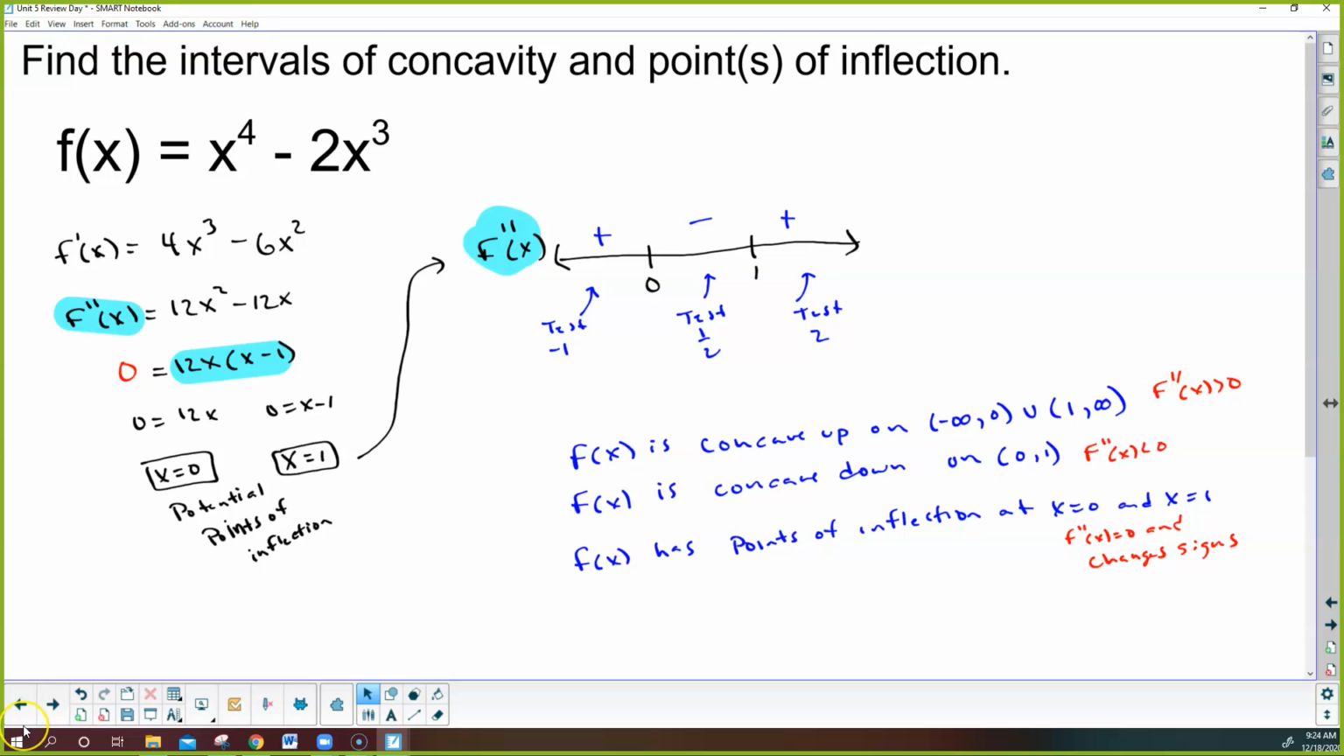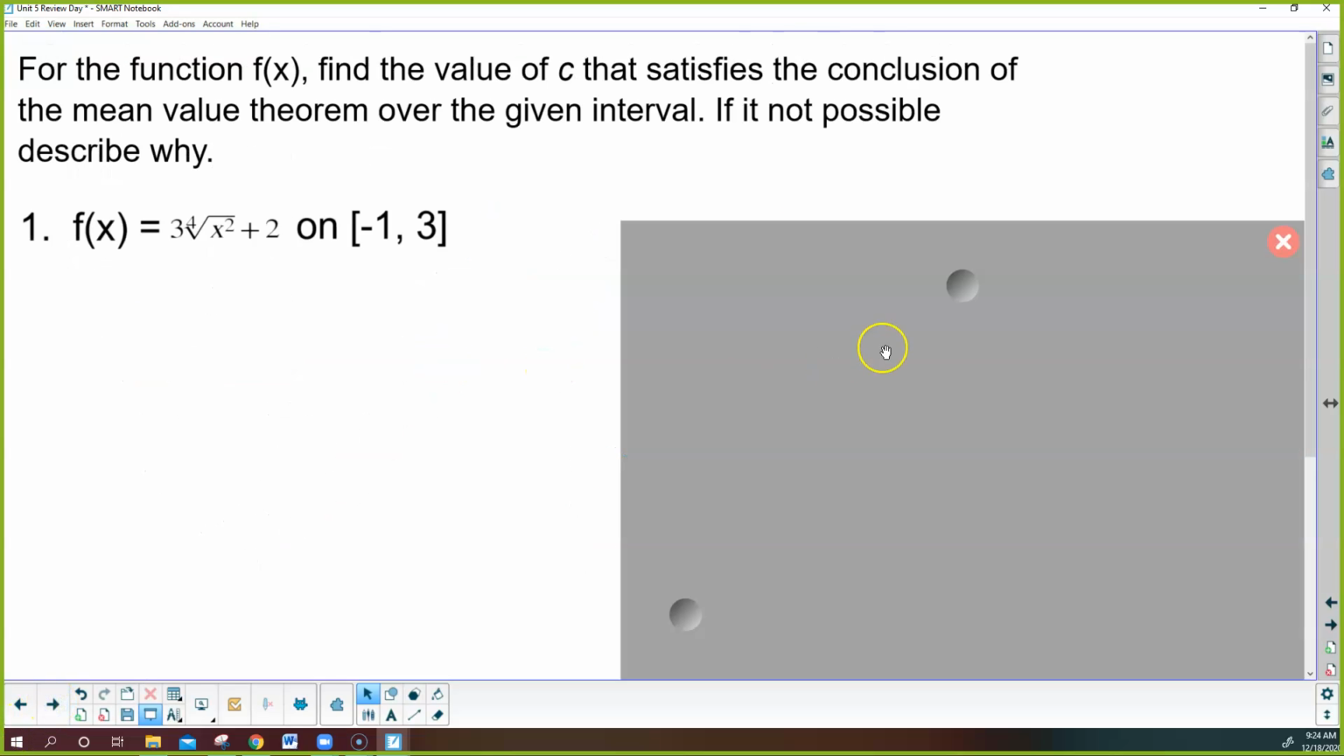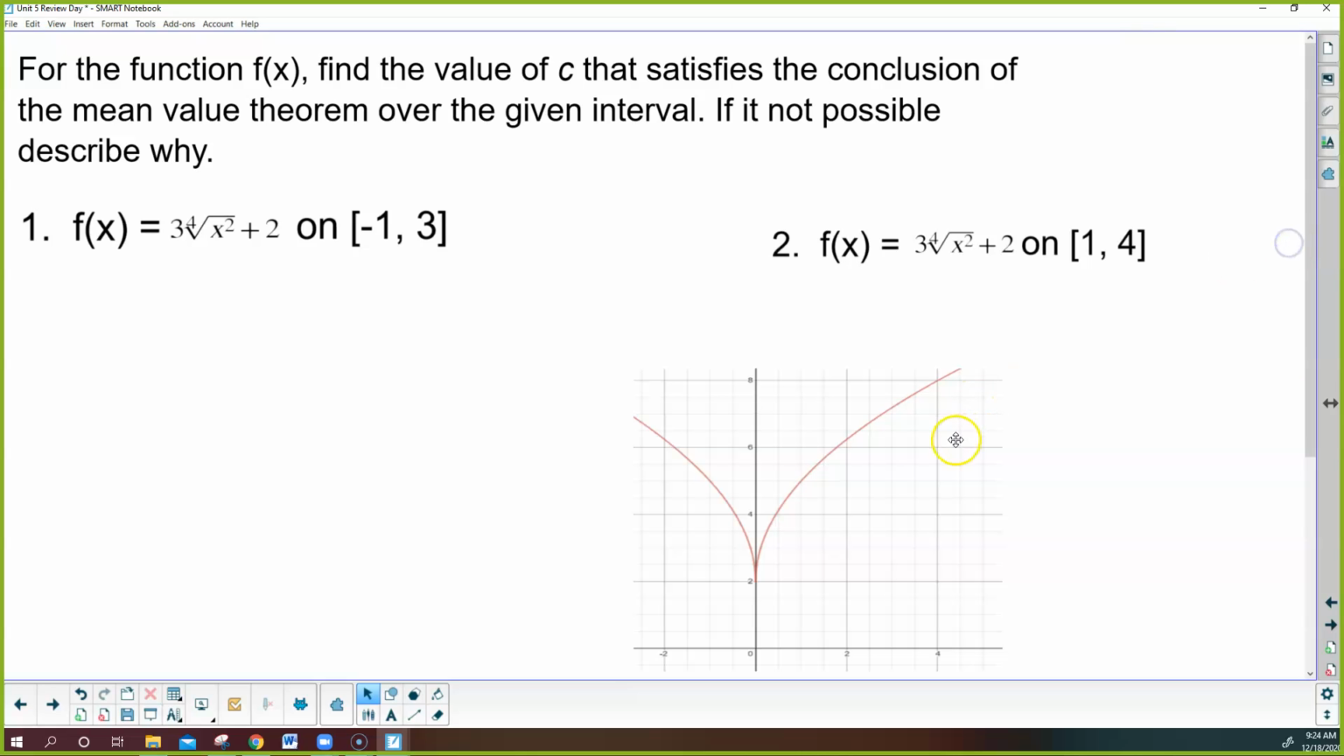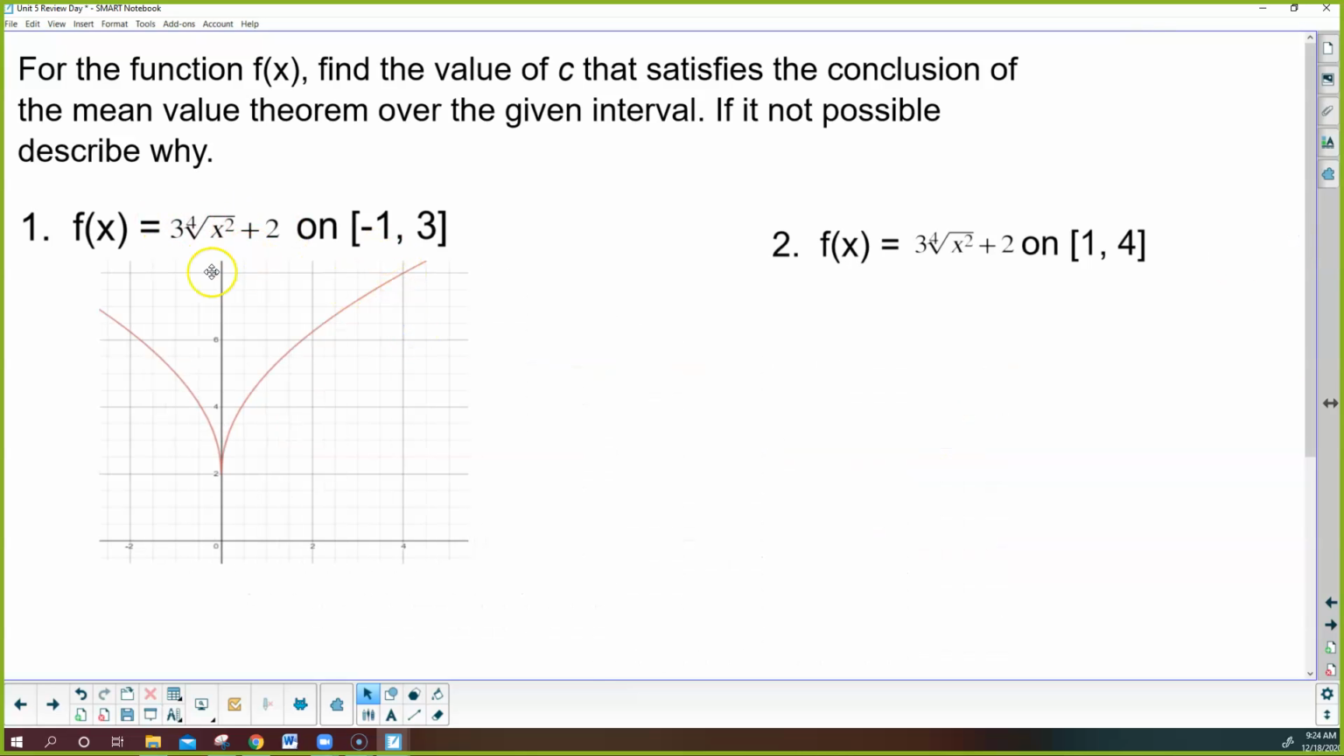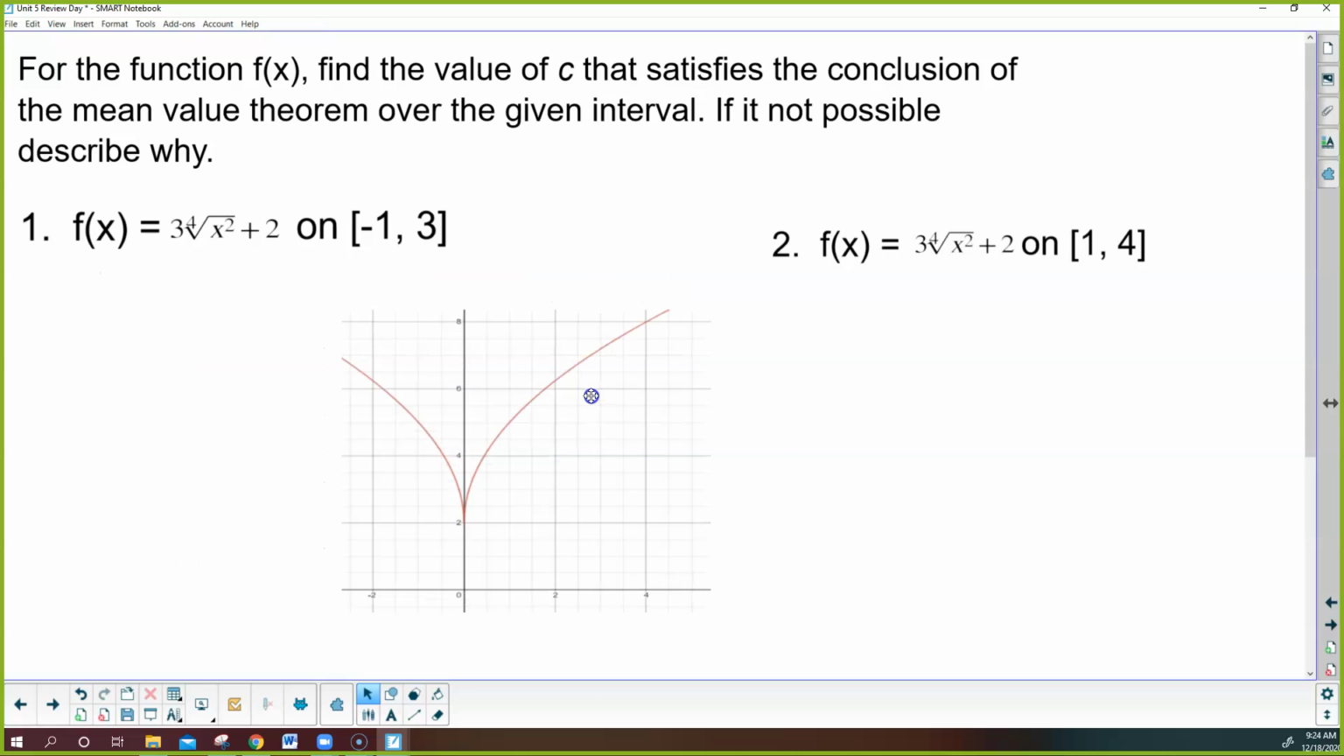Okay, that was really quick. Again, I'll post these notes. I want to just touch base really quick. We're not going to do this one. But basically, it was a mean value theorem problem that on this interval didn't work because it's non-differentiable. On a different interval, it did work. So the same function can work. It just depends on what part of the interval it works.